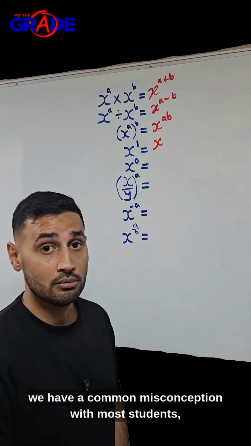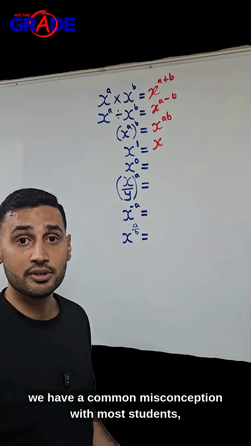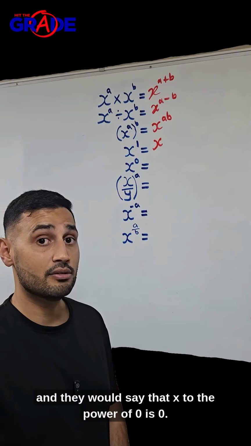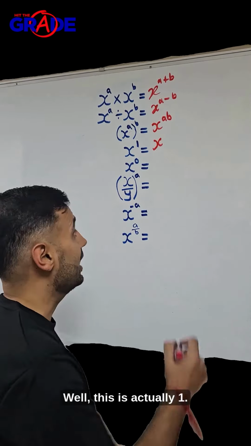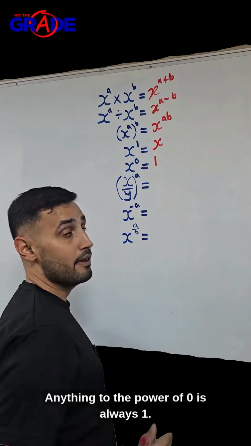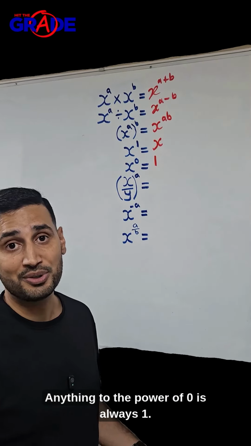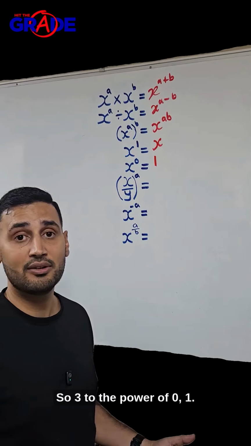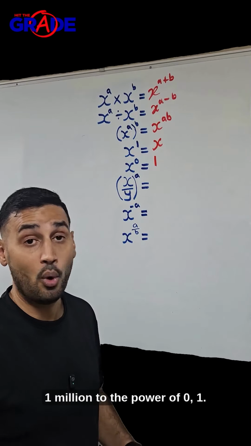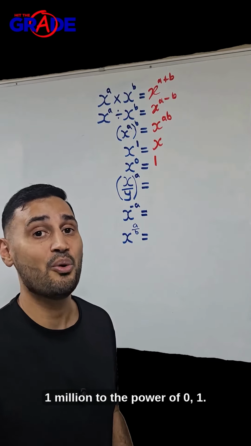Now the next rule, we have a common misconception with most students, and they would say that x to the power of 0 is 0. Well, this is actually 1. Anything to the power of 0 is always 1. So 3 to the power of 0, 1. 1 million to the power of 0, 1.